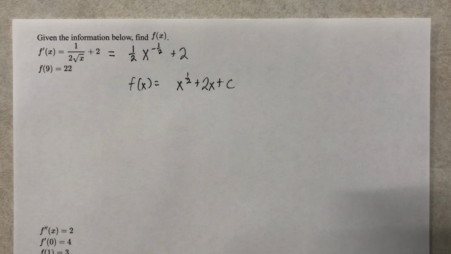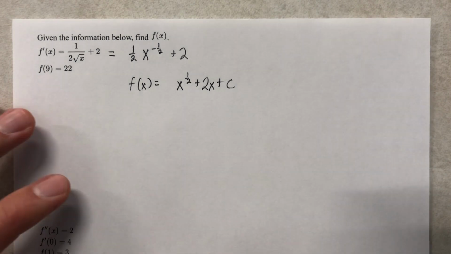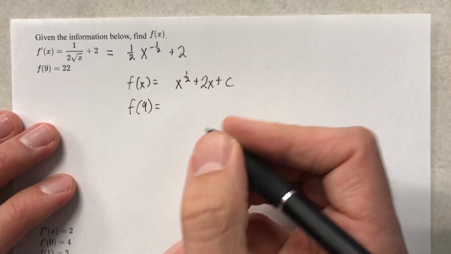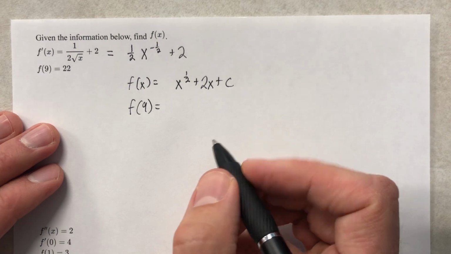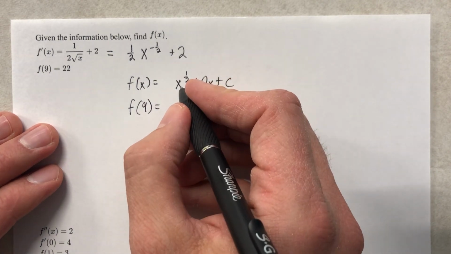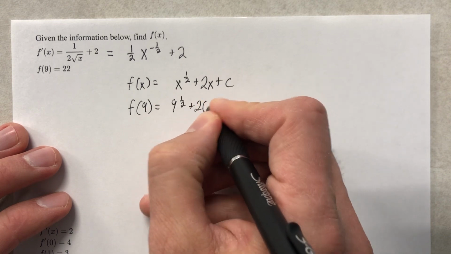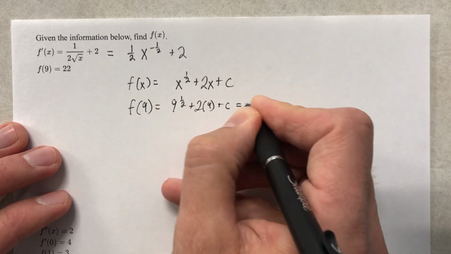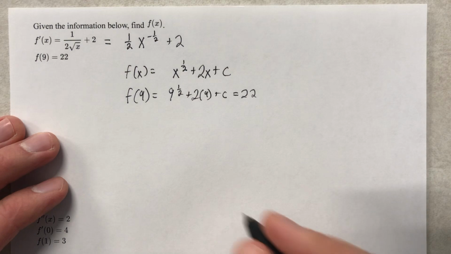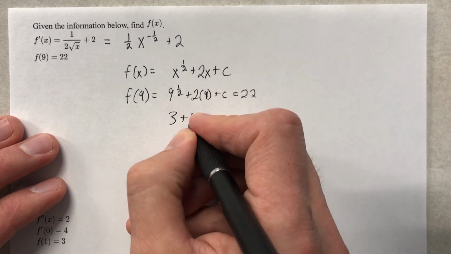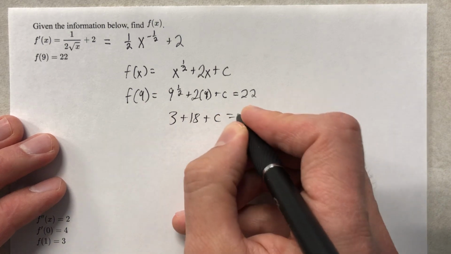Okay, now what's c? Up till this point, we haven't had enough information to find it, but we do now. So let's do it now. F of 9 is, well, 22, which means everywhere I plug in an x, well, I'll plug in a 9 for x. So 9 to the 1/2 plus 2 times 9 plus c. I'm going to get 22, and this pen is not going to last much longer, I'm telling you. So I end up with 3 plus 18 plus c equals 22.